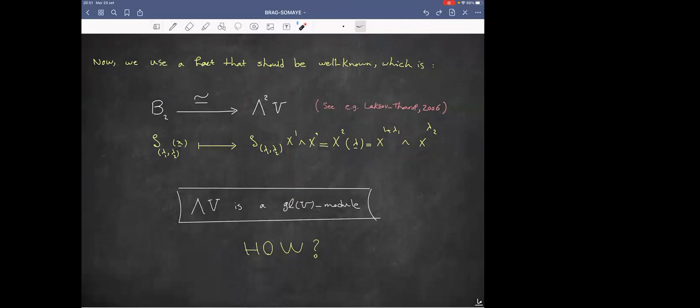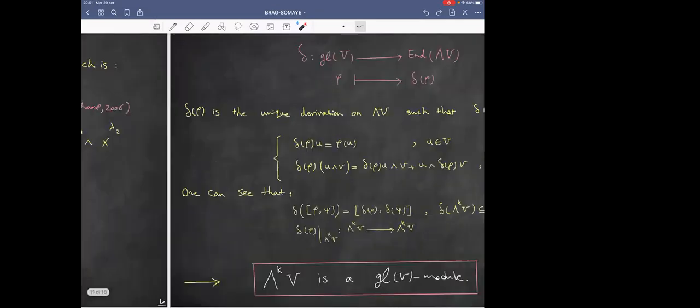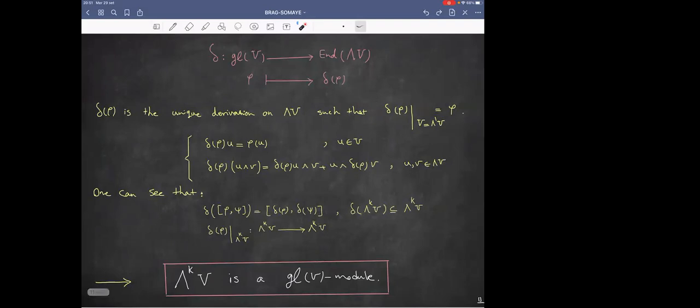In fact, the exterior algebra of V, wedge V, is a GL(V) module. But how? By using this delta. We take an element of GL(V), say phi, and we associate to this phi a derivation, an endomorphism of the exterior algebra. Let me write it better.